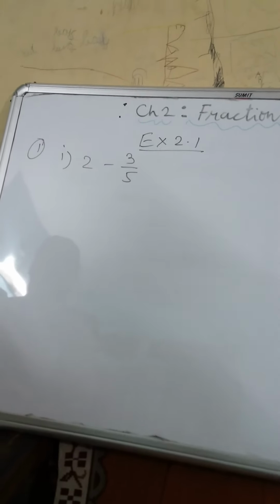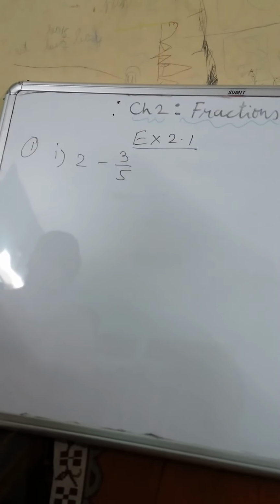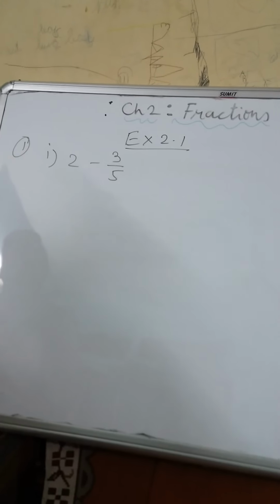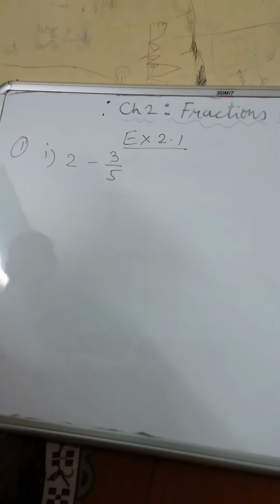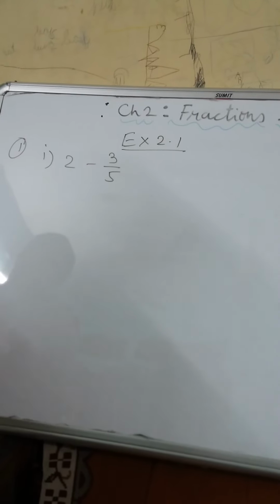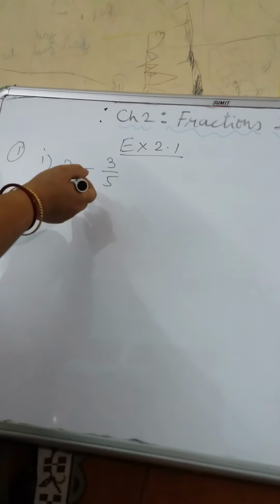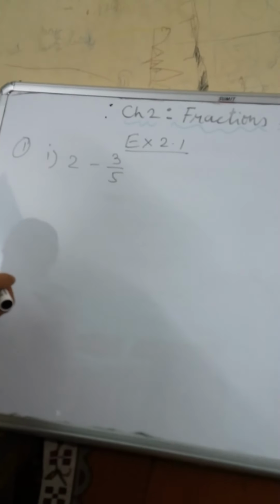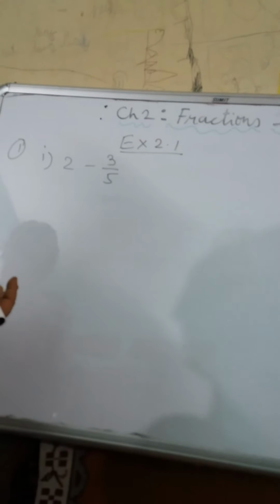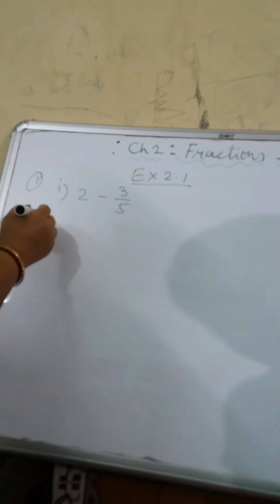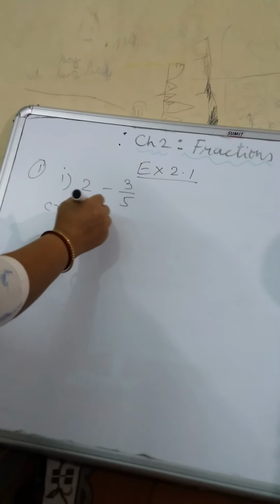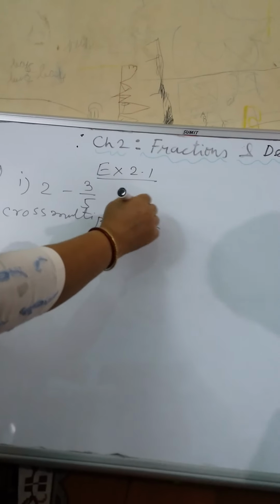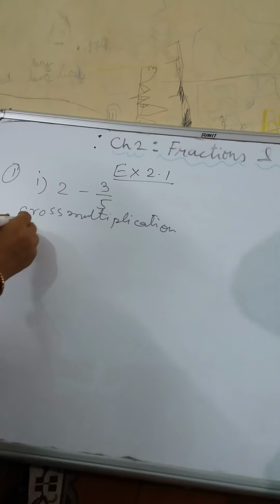You can do it by making them like fractions or by finding out their LCM. Then you have to convert them into like fractions. To make it a like fraction, there are two methods. One is by cross multiplication or by taking LCM.